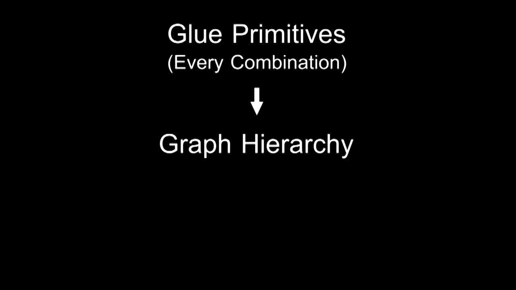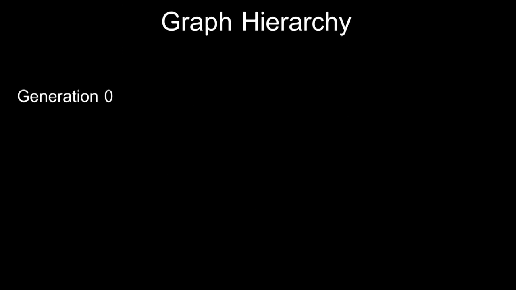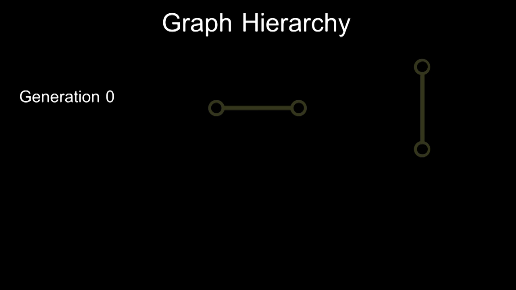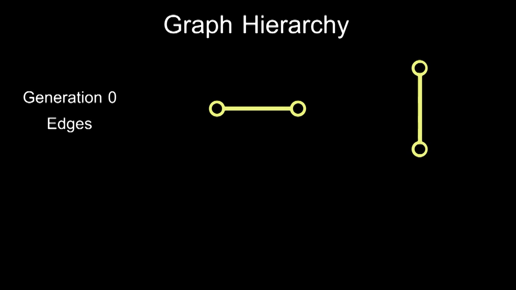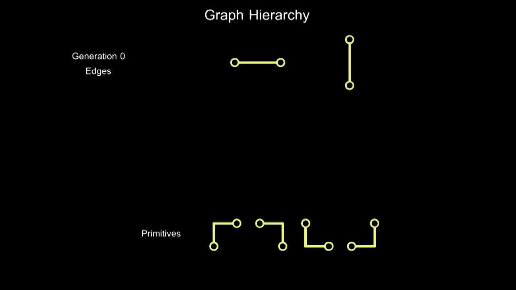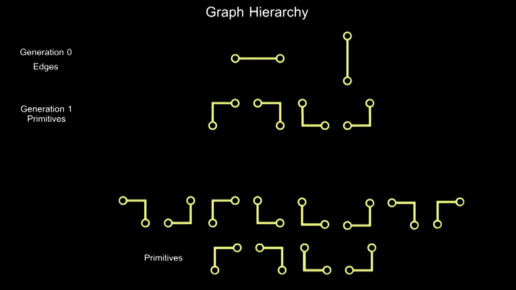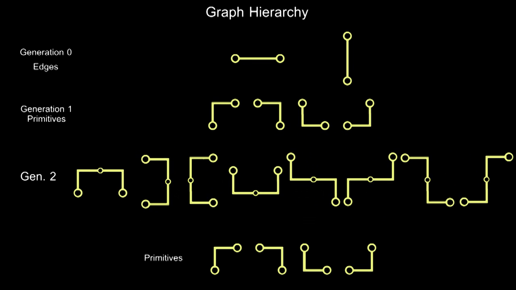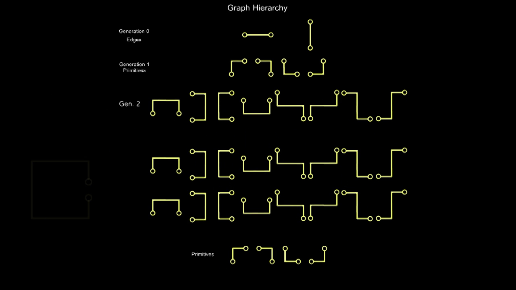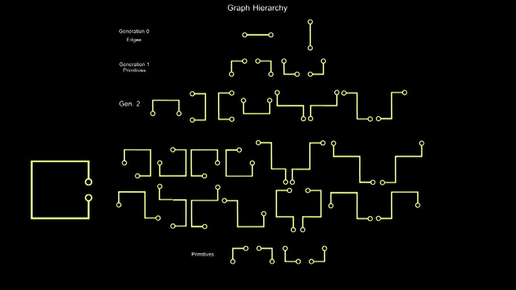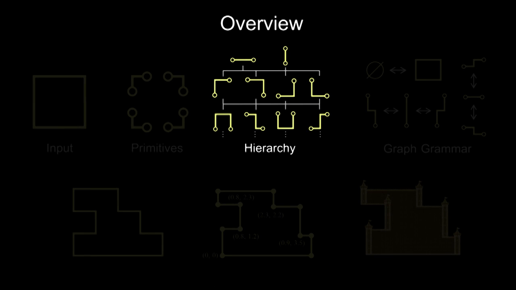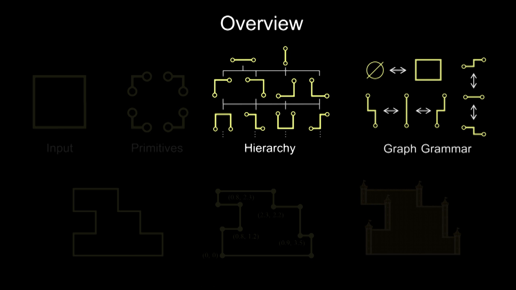hierarchy. This hierarchy starts at generation 0, or just gen 0, and it starts with the simplest graphs, the edges. We attach primitives to the gen 0 graphs to get the gen 1 graphs. We attach primitives to gen 1 graphs to get the gen 2 graphs, and so on and so forth. In addition to attaching primitives, we can also glue loops together. The next step is the hardest part. We're going to use the graph hierarchy to create a graph grammar.